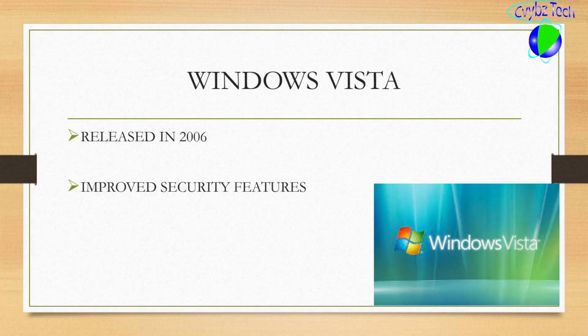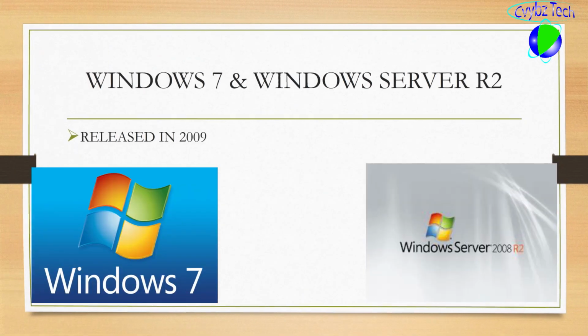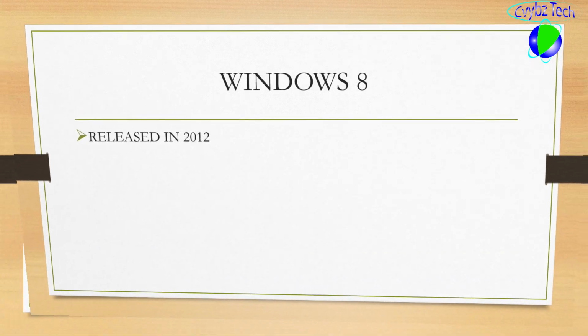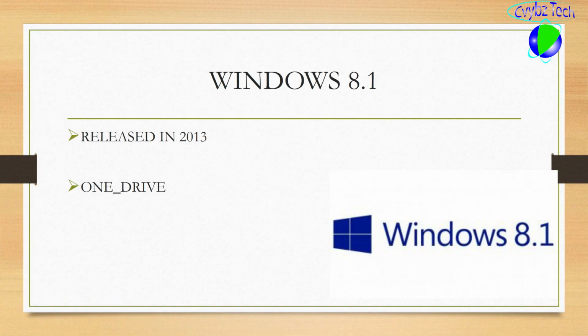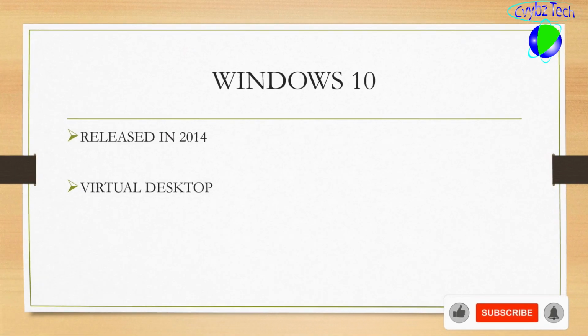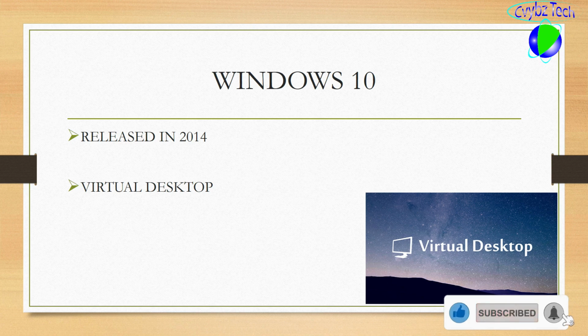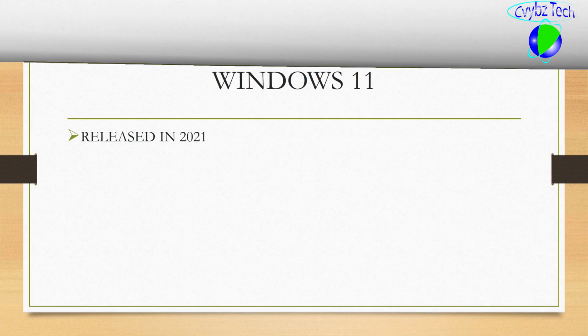Windows XP, released in 2001: better performance, redesigned user interface, Internet Explorer 6, compatibility mode, remote assistance, DVD playback, TV tuner cards, DVR, tablet PC, stylus pen. Windows Vista, released in 2006: improved security features. Windows Server 2008, released in 2008. Windows 7 and Windows Server 2008 R2, released in 2009. Windows 8, released in 2012. Windows 8.1, released in 2013, OneDrive. Windows 10, released in 2014, virtual desktop. Windows 11, released in 2021. Thank you.